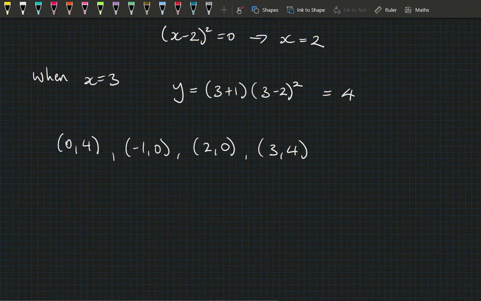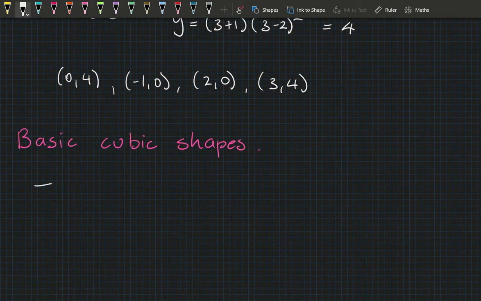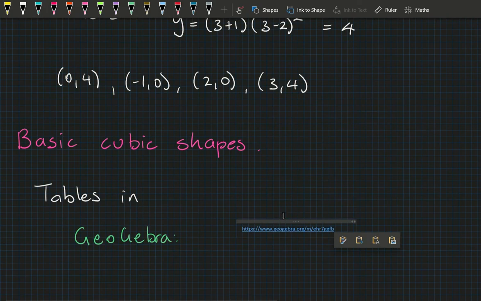All right, it's time we had a look at some basic cubic shapes. And you know I love to make tables, but this time we're going to make our tables in GeoGebra using this applet.